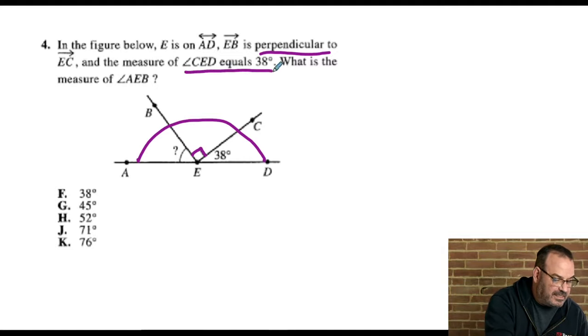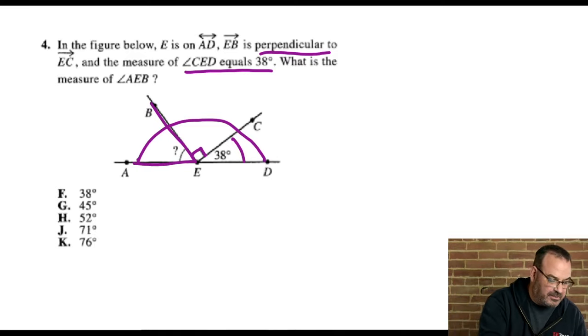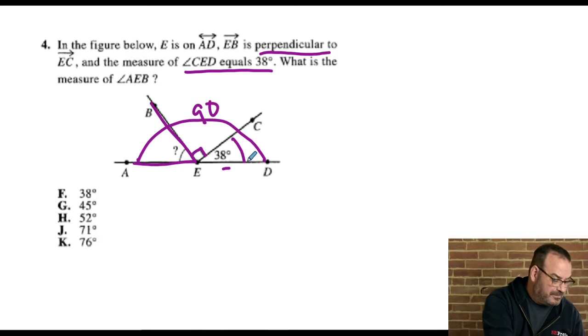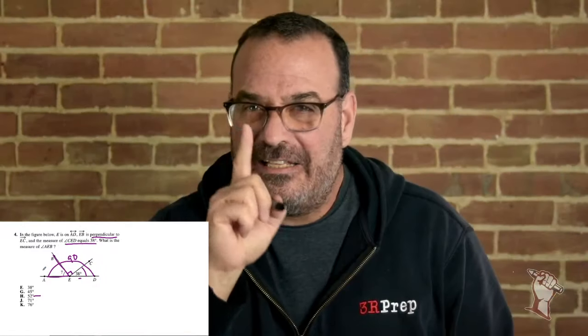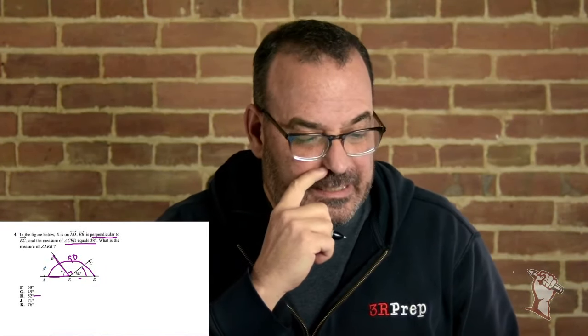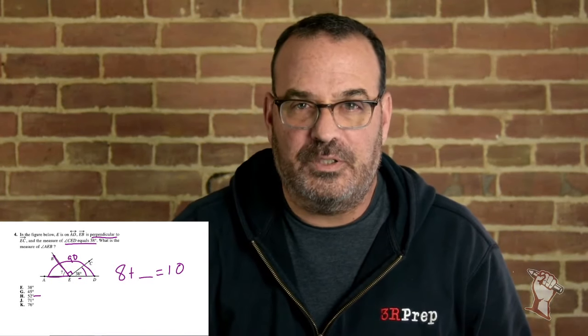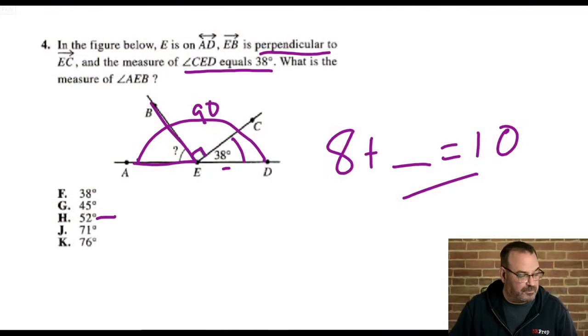What is CED is 38. What is AEB? The thing I love to do on this one is it's 180 degrees, and this is 90, and 38 ends in 8. So the answer has to end in 2. Look how nice the ACT is. They only gave one answer that ends in 2. This question literally asks 8 plus blank equals something that ends in 0. 2. I call this last digit math. Works out incredibly well for triangles.